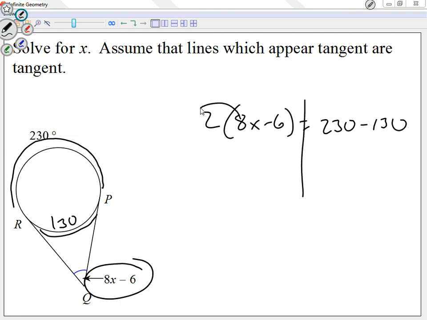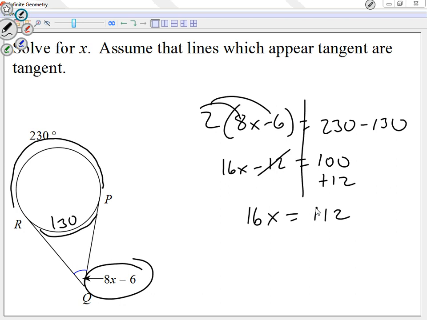So now on the left, let me distribute the 2. So I have 16x minus 12 is equal to 100. Let me move the 12 over. That's a plus 12. So I have that 16x is equal to 112. Let me divide both sides by 16. x in this case is 7.